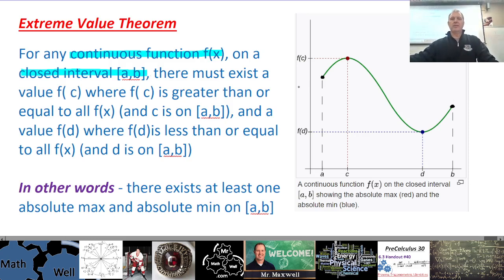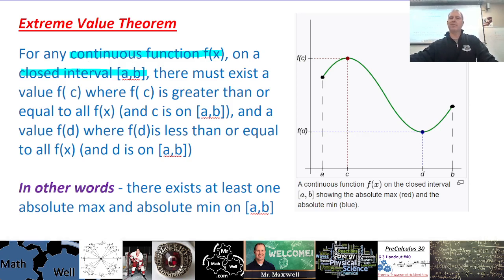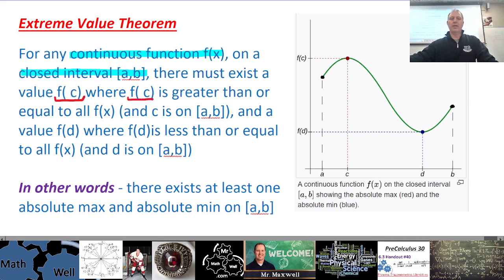All right, so what this is saying is that if these two things are true, then there must exist, and again, this is going to sound very familiar because we've really used this theorem before, but we haven't named it. There must exist a y value, f of c, that is greater than or equal to all of the other values of f of x. So you see here on the right, there must be a value f of c that's greater than or equal to the rest of the function. So really, that's saying there has to exist at least one absolute maximum.